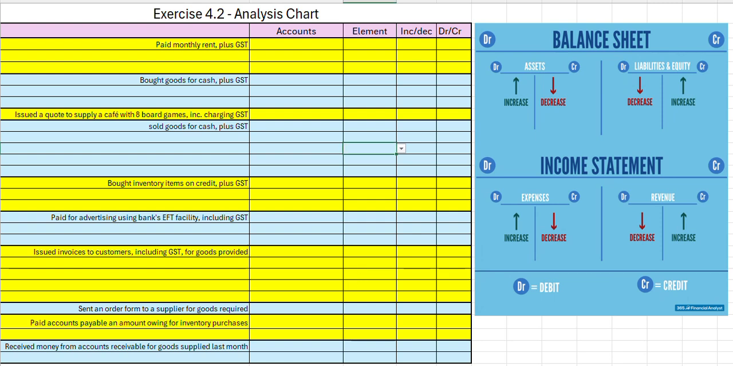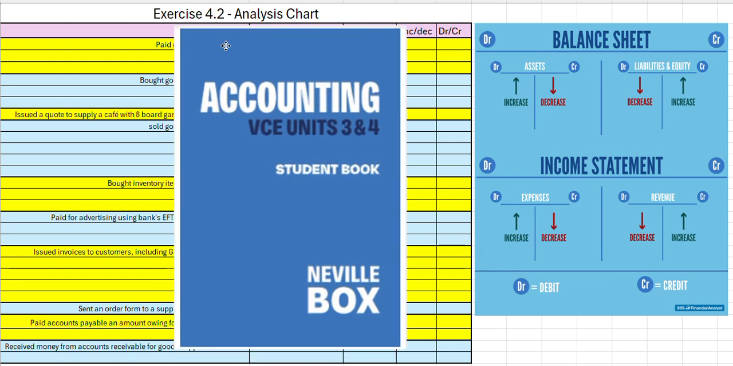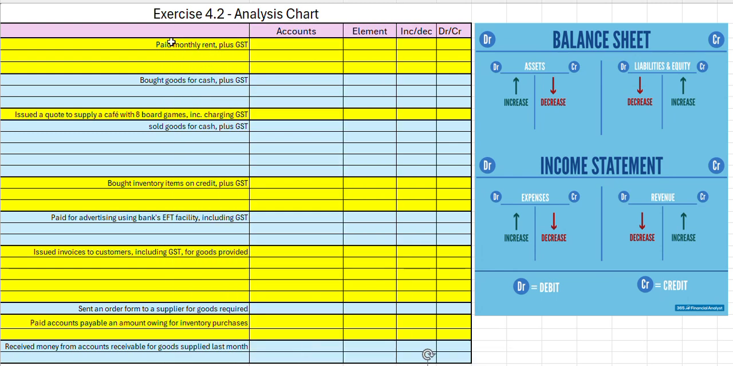First of all, I'm just going to acknowledge my source. I pulled this exercise from the Macmillan textbook. Okay, so let's look at this first one here. We've paid some rent and there's a GST component. So we need to create a rent account.